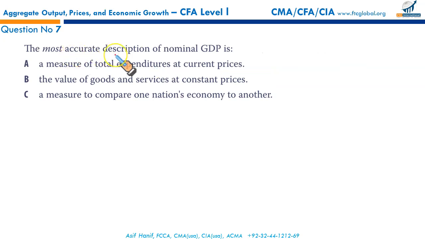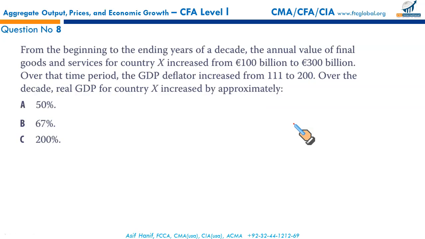The most accurate description of nominal GDP is, nominal GDP is a measure of total expenditure at current prices. Look no further. Nominal GDP is basically the value of goods and services measured at current prices. The value of goods and services at constant prices, this is incorrect. The measure to compare one nation's economy to another, this is incorrect too. Okay.